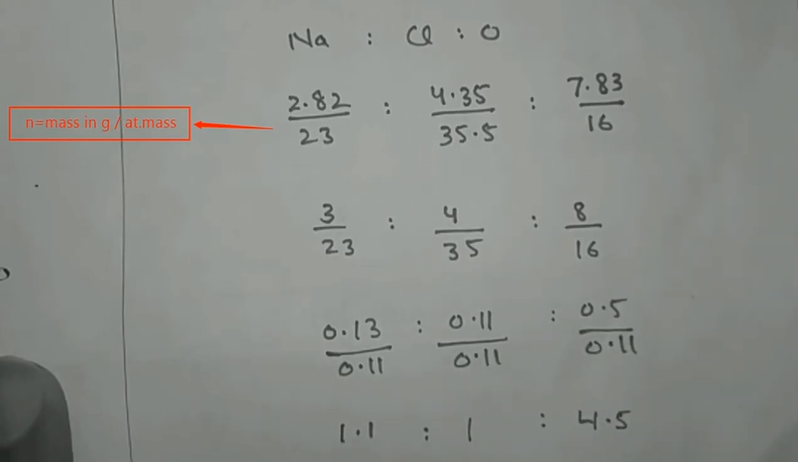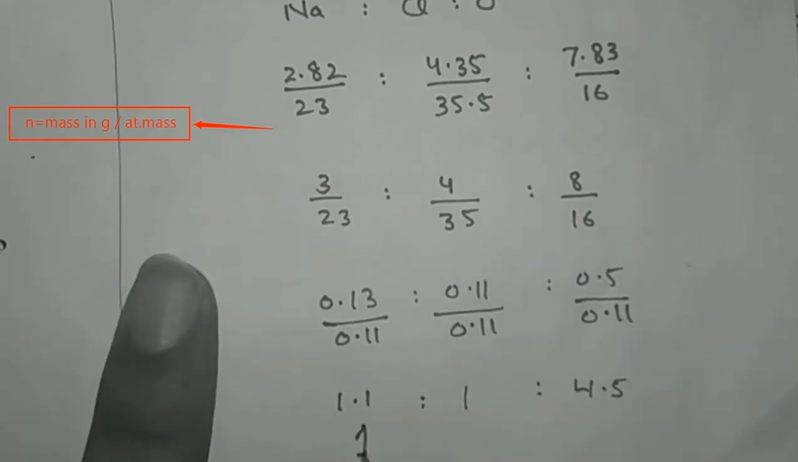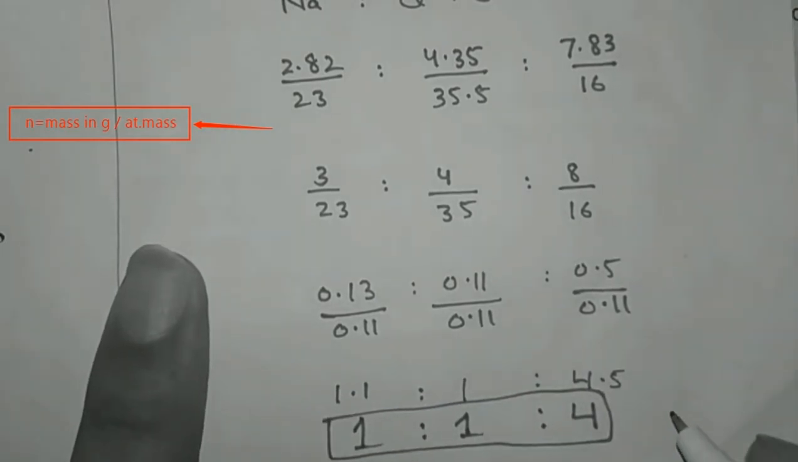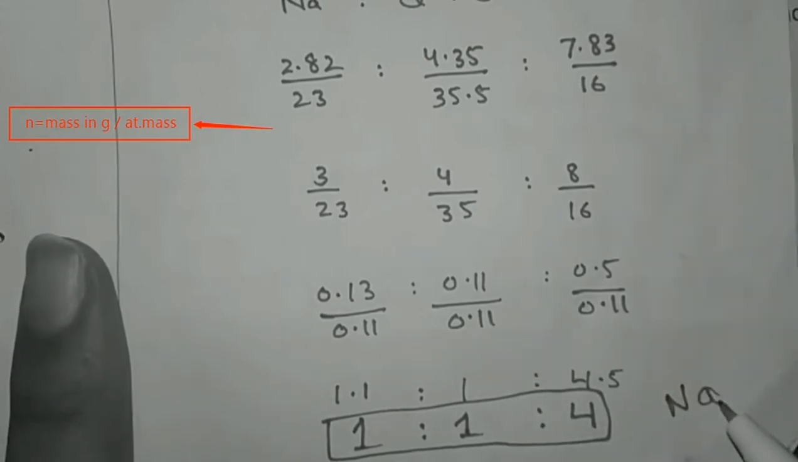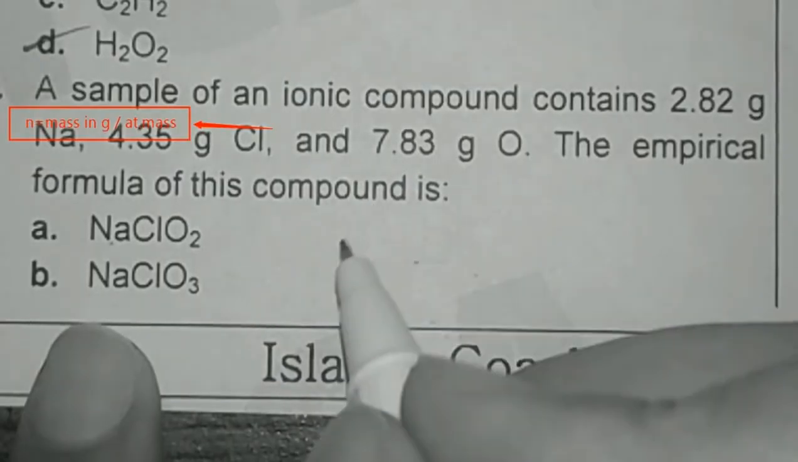0.11, so you will get 1.11 and 4.5, or simply you can write it like 1 ratio 1 into 4. So you will get this number, which means that the empirical formula is NaClO4. So here option D is the correct one.